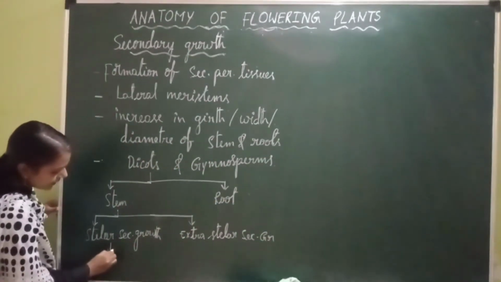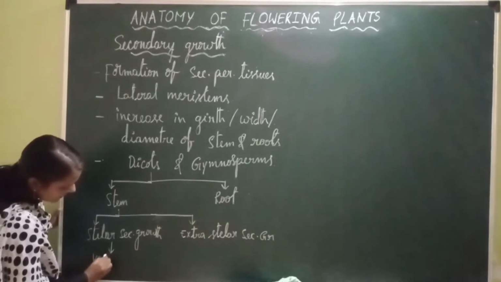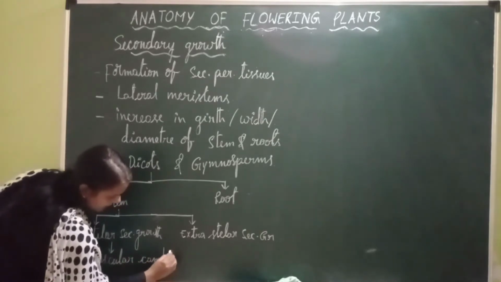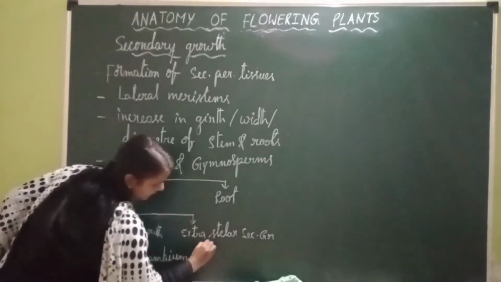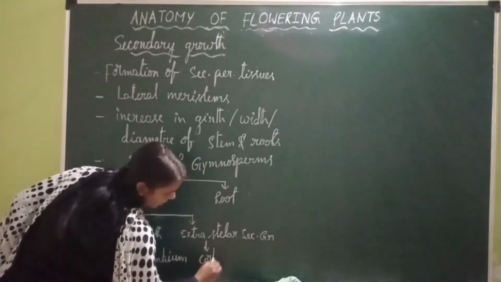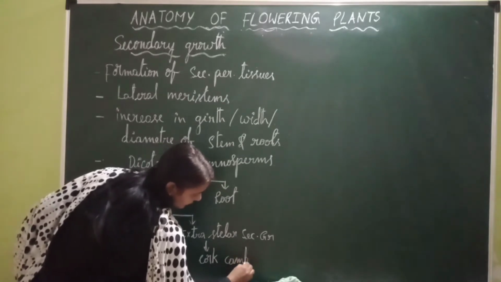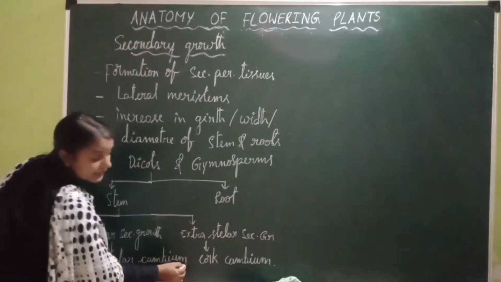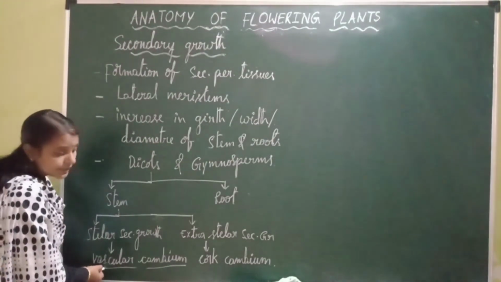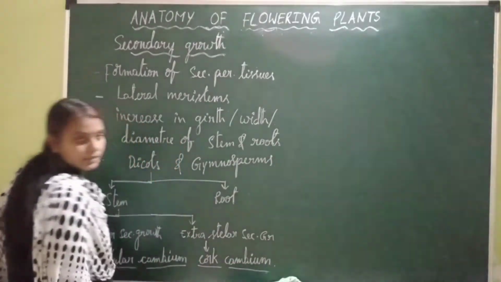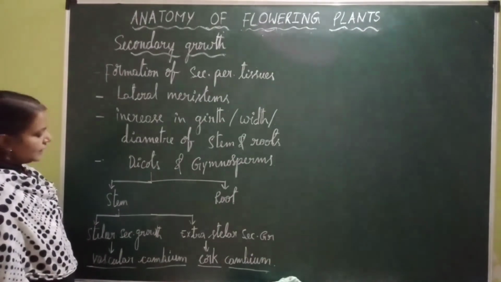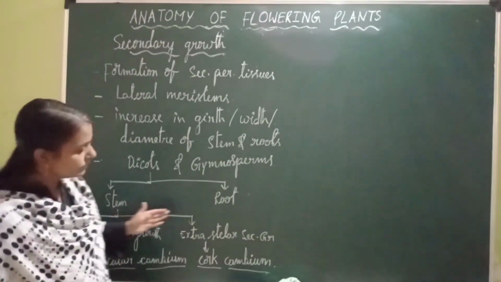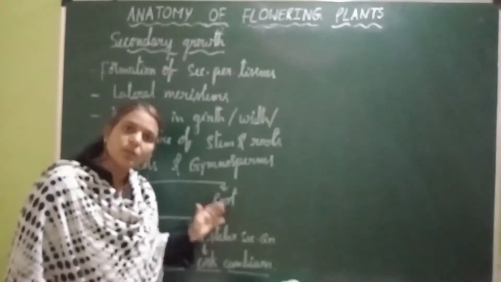So this stelar secondary growth occurs by the activity of vascular cambium, whereas extrastelar secondary growth occurs by the activity of cork cambium. So both are lateral meristems. Vascular cambium, which is formed inside the stele, is also a lateral meristem, and cork cambium, which is formed outside the stele, is also a lateral meristem. Okay, let's study the secondary growth of stem first. After completion of the secondary growth in dicot stem, let's start with the secondary growth in dicot root.